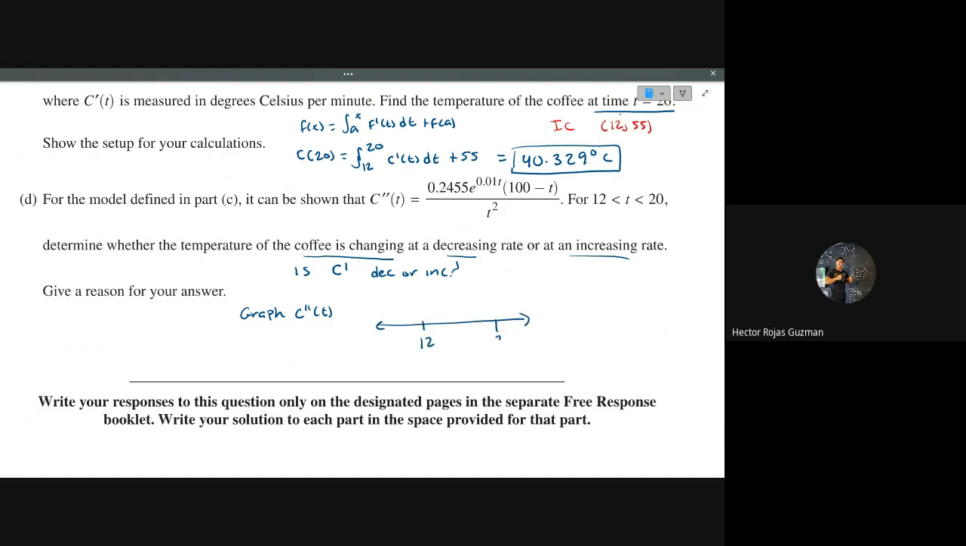Between 12 and 20, C double prime of t is going to be positive, which means the temperature of the coffee is changing at an increasing rate.